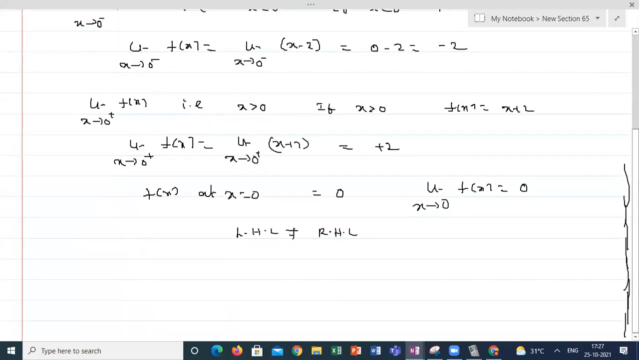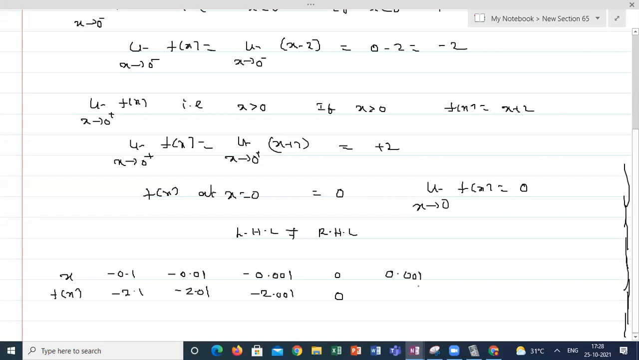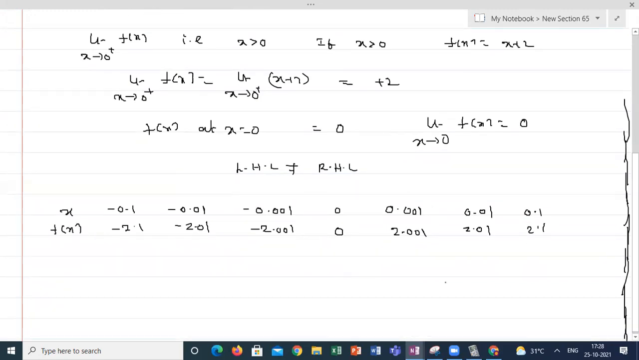So what I can say, if I'm using the tabular column x and f of x, if x is equal to minus 0.1, the answer is minus 2.1. If x is equal to minus 0.01, the answer is minus 2.01. x is equal to minus 0.001, the answer is minus 2.001. At x is equal to 0, it is 0. And at 0.001, the answer is 2.001. At 0.01, 2.01. At 0.1, 2.1. If I am taking the graph for this, my graph will come like this.